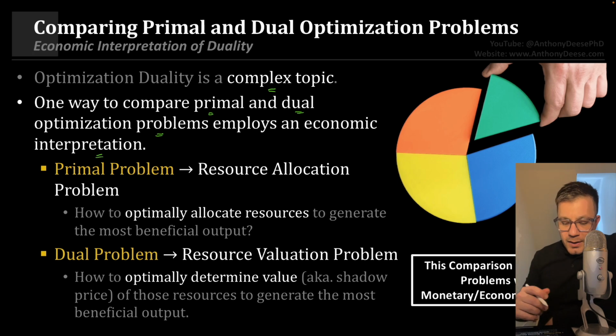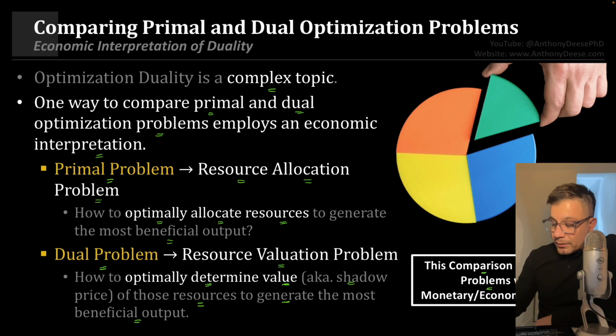In that interpretation, we can imagine the primal problem as a resource allocation problem. How can we optimally allocate resources to generate the most beneficial output? If we look back at the example from the previous module, the primal formulation was asking us to determine how we can use energy and manpower optimally in order to generate some mix of product X1 and product X2. The dual problem may be visualized as a resource valuation problem. How to optimally determine the value, or shadow price, of those resources to generate the most beneficial output?